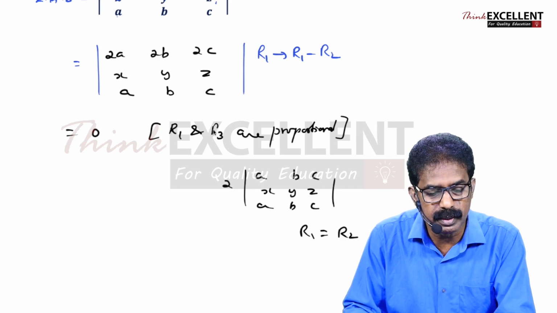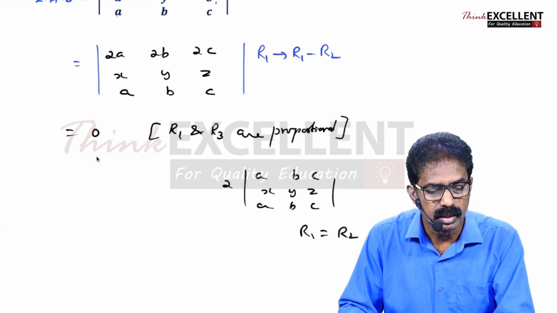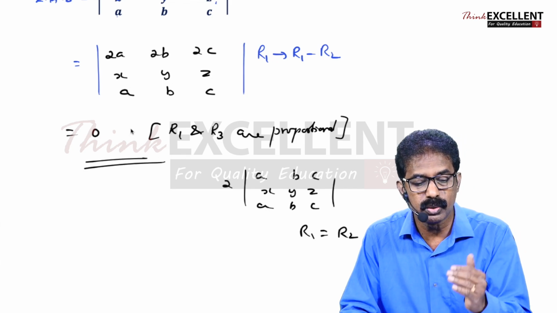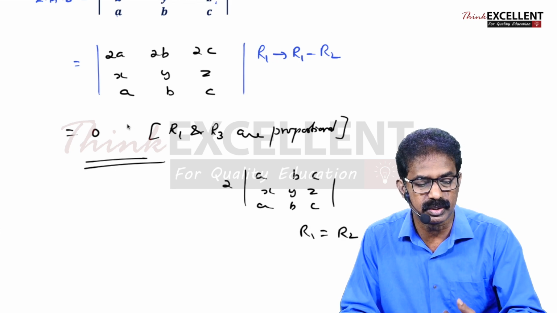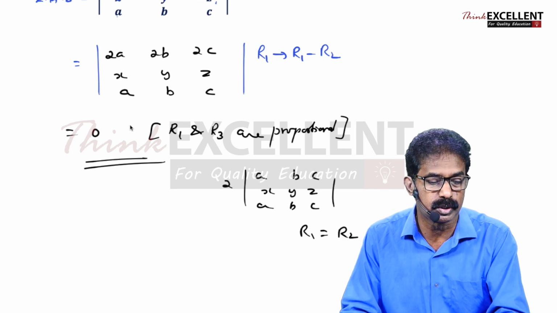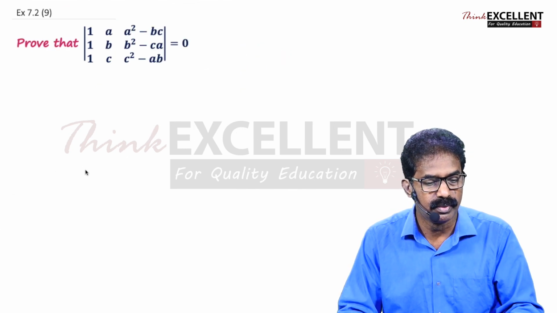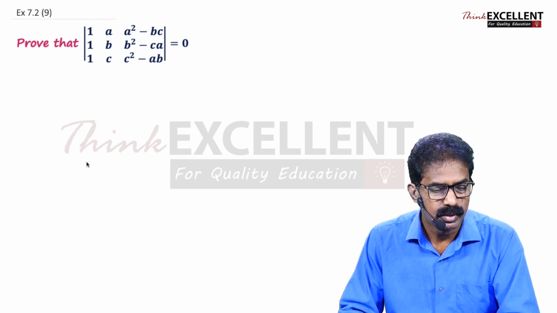So any one of the methods you can use. Okay, so if you write 0 here itself, you have to use the word proportional, right? First row and third row are proportional. Proportional means some multiple of. Now listen, question number 9.